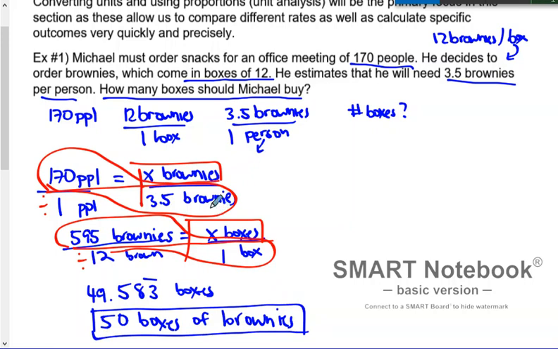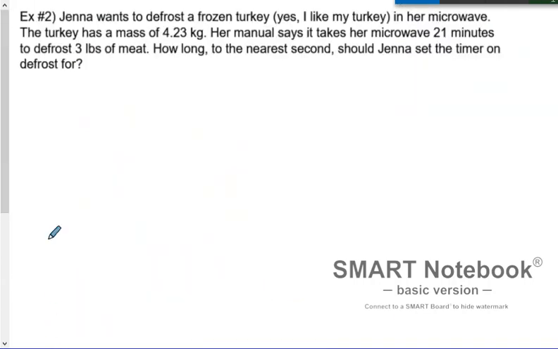Sorry, my writing is atrocious right now. Anyways, there we go. Okay, next page, or bottom, next question, sorry.